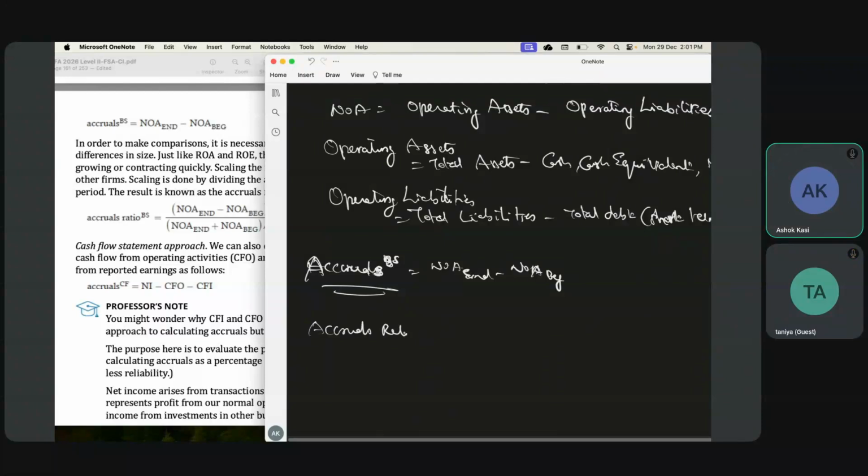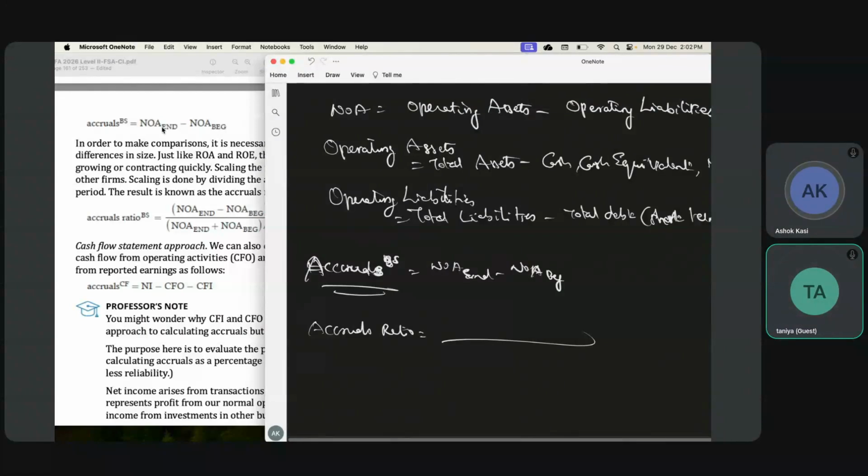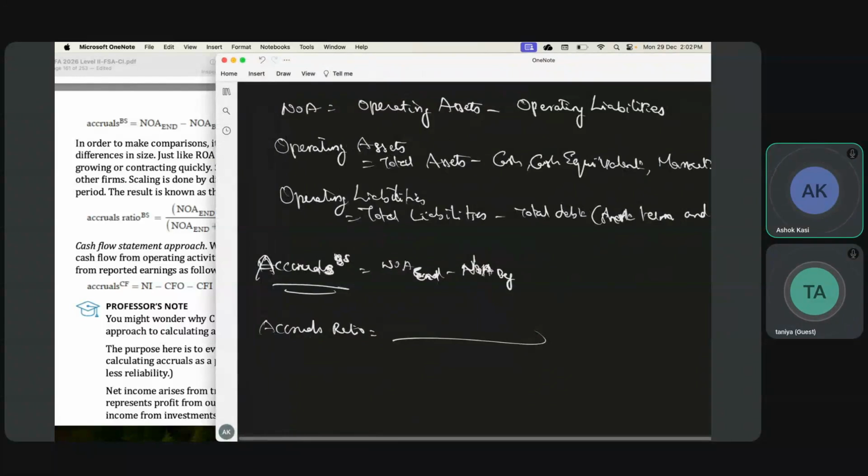Can you tell me what is the formula for accrual, balance sheet? I have written this part only. And what is the ending value? The opening balance and ending balance of net operating assets for that particular time period. How are you getting net operating assets? This is the operating assets, this is the operating liabilities, so when you subtract, you will get net operating assets ending and net operating assets beginning.